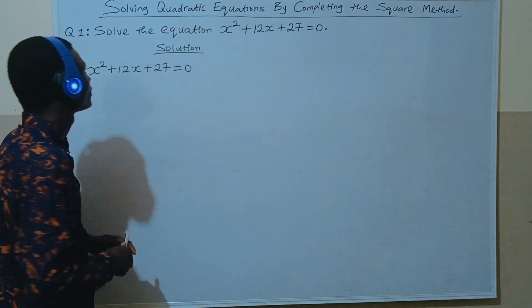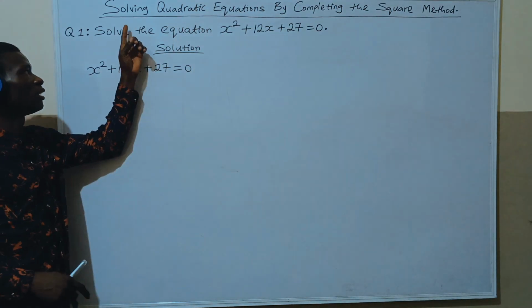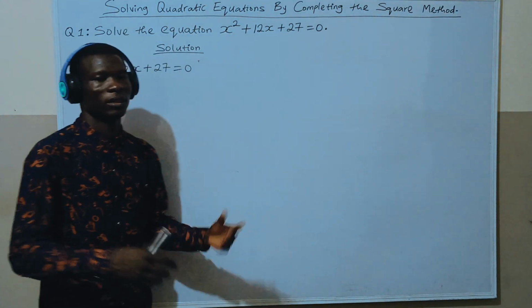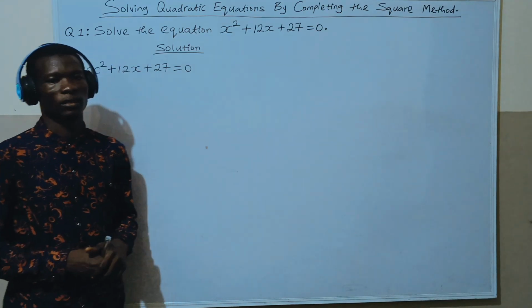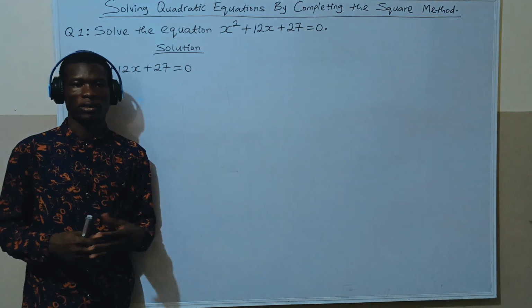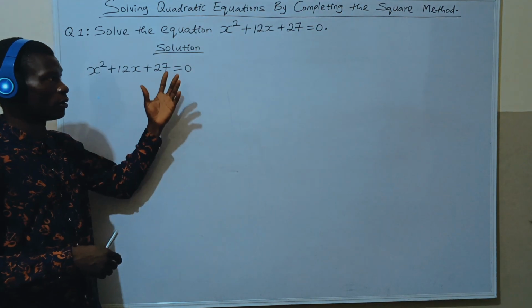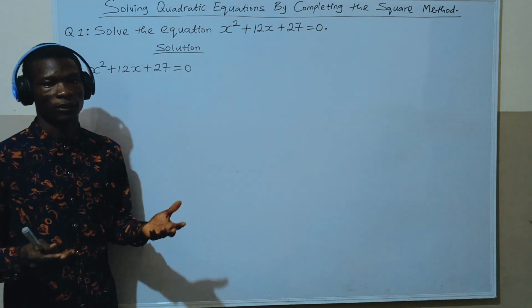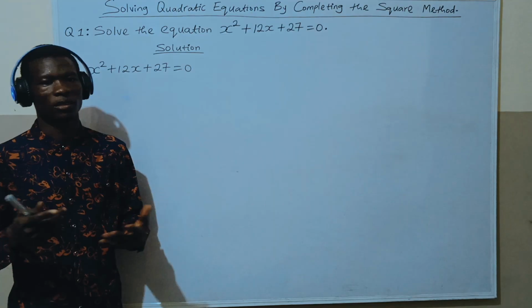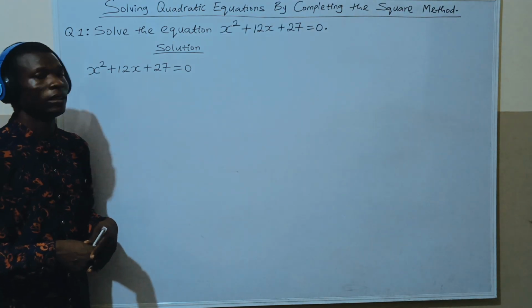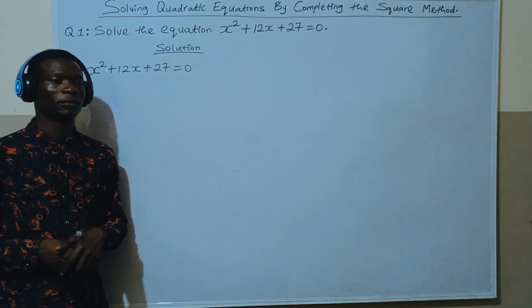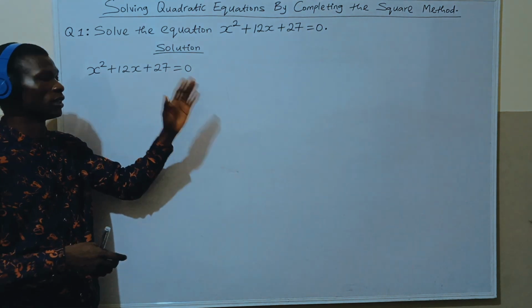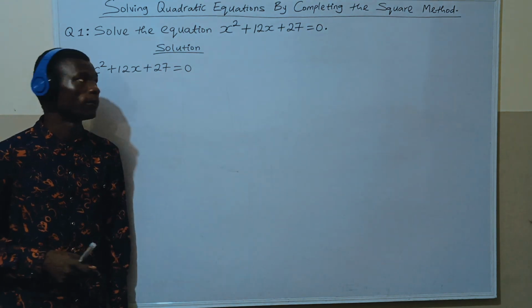Alright, before us is solving quadratic equations by completing the square method. There are different methods for solving quadratic equations. We have the factorization method, we have the completing the square method, we have the formula method, that's the quadratic formula, which many students call the almighty formula. Then we have the graphical method. There are other methods, but for the secondary school level, these are basically the four methods.